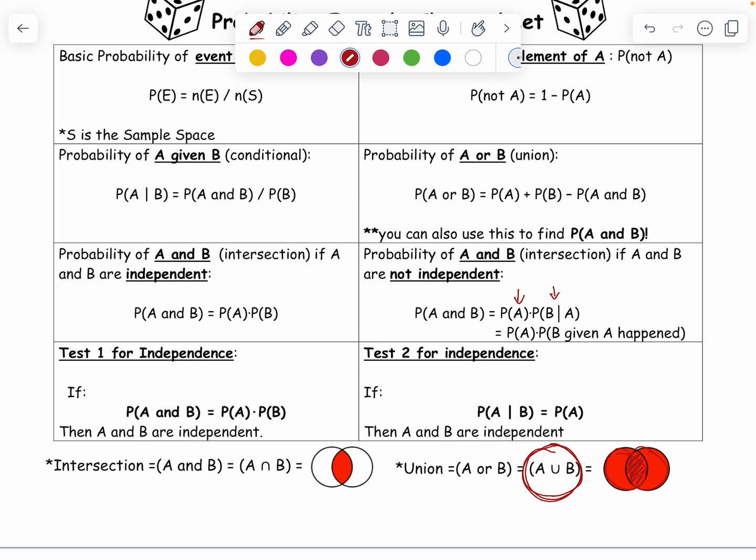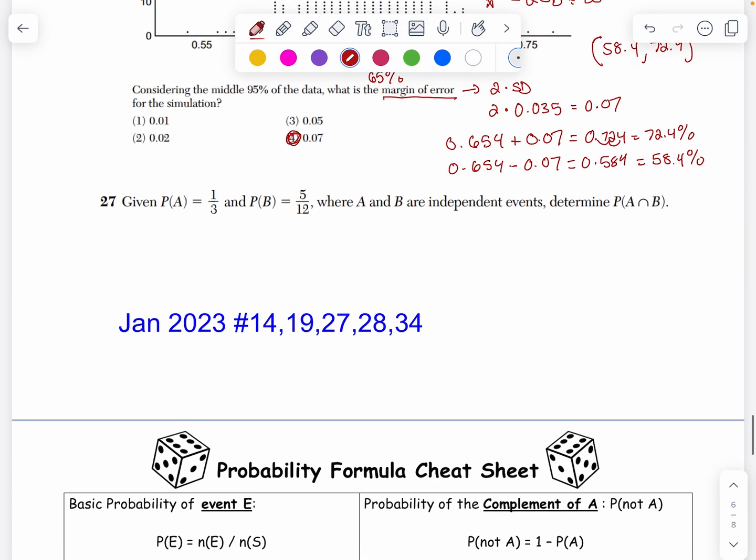Now, just like we have the union symbol for or, we also have this intersection symbol for and, right? Meaning at the same time. And so when we think about a Venn diagram, that's your overlapping areas. So looking at question 27, given probability of A equals 1/3 and probability of B equals 5/12, where A and B are independent events, determine probability of A intersect B. Okay, they want you to know these symbols.